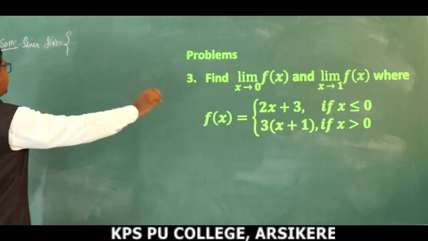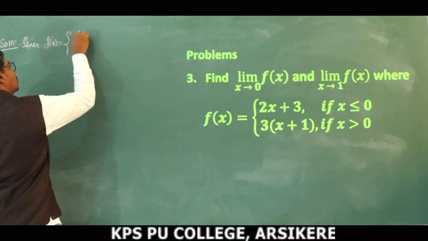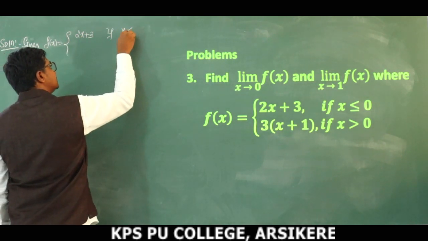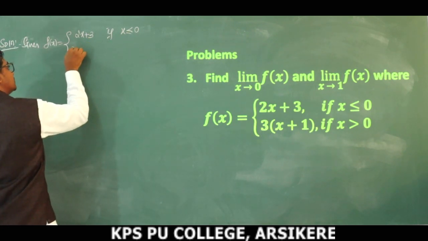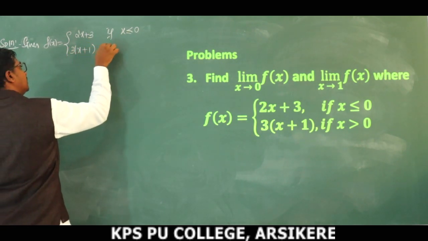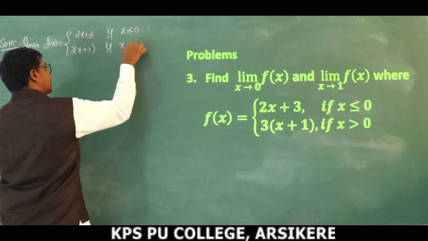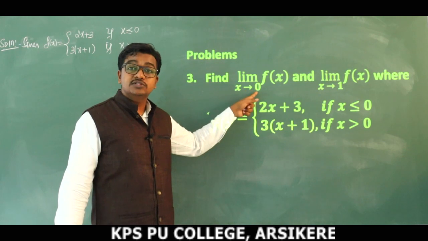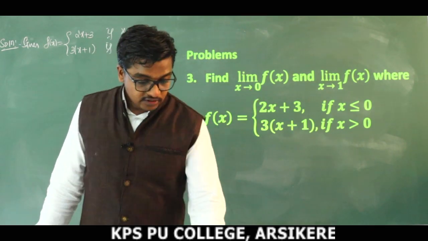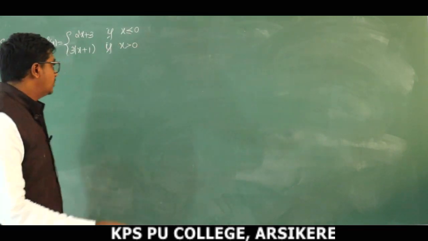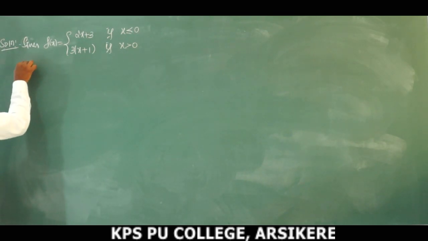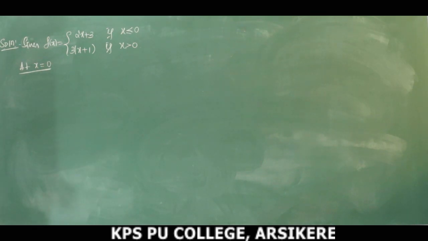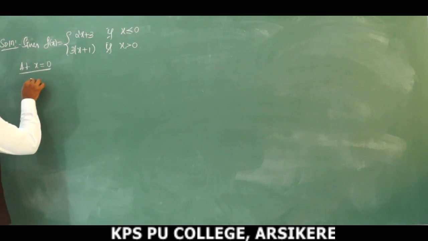The given function f of x is equal to 2x plus 3 if x is less than or equal to 0, and 3 times of x plus 1 if x is greater than 0. Here we need to find both the limit as x approaches 0 as well as x approaches 1. So first we find for x approaches 0. At x is equal to 0, we have to find both LHL as well as RHL.